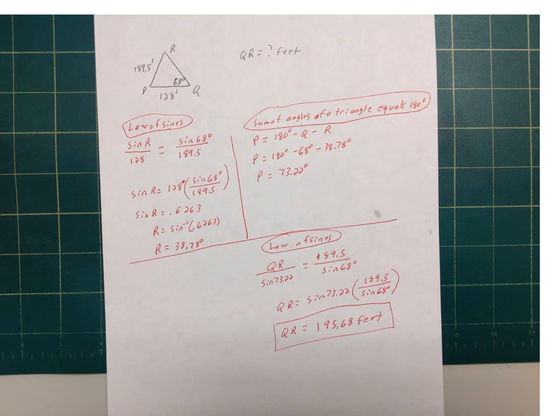Got your email about this question here. You're trying to solve this triangle for QR. I guess this is QR here. You want to know how many feet it is. We're given this side, we're given another side, and an angle.